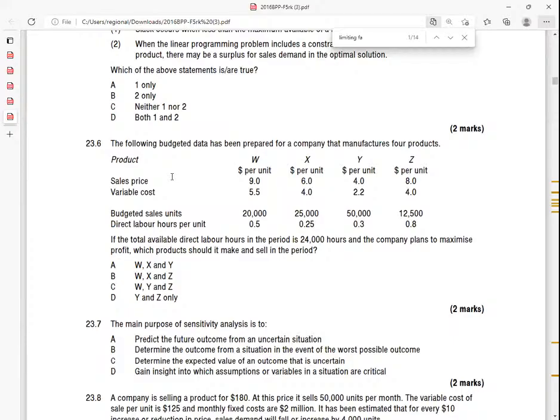Then I can see direct labor hours per unit. If the total available direct labor hours in the period is 24,000 hours, and the company plans to maximize profit, which product should it make and sell in the period? 2 marks means 2 minutes. So I'm giving you exactly, ladies and gentlemen, 2 minutes. Let's see how far you get with this question within 2 minutes.